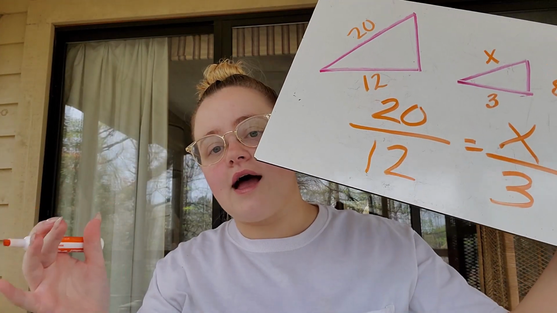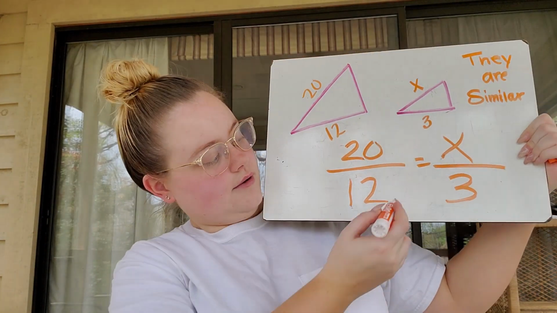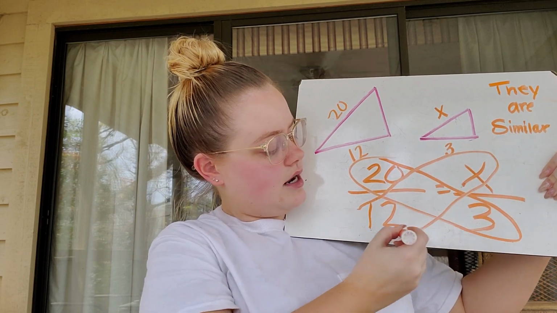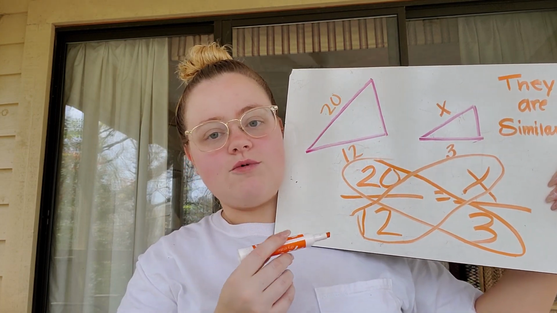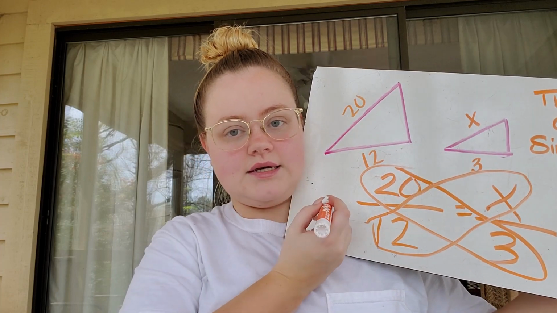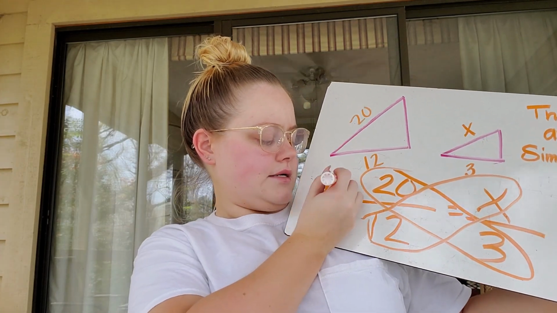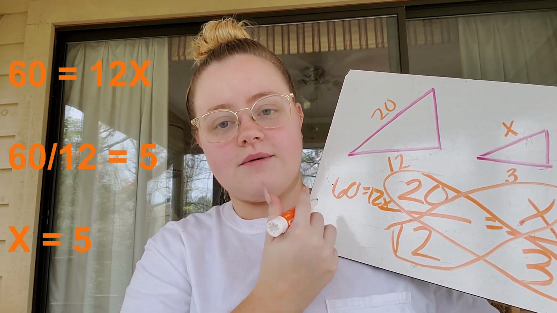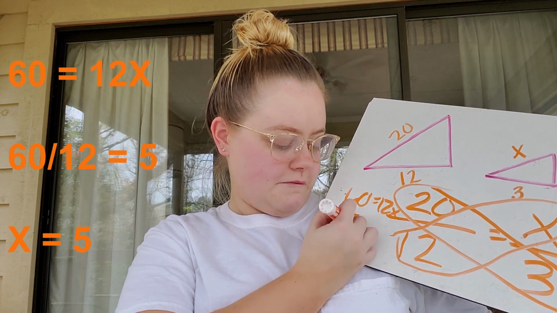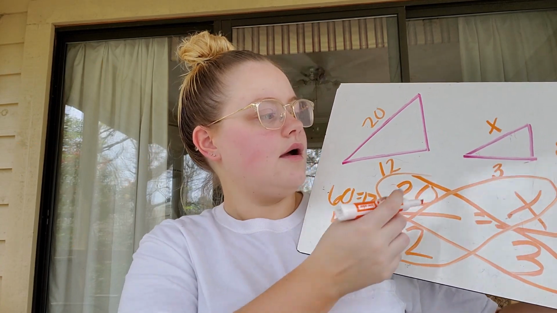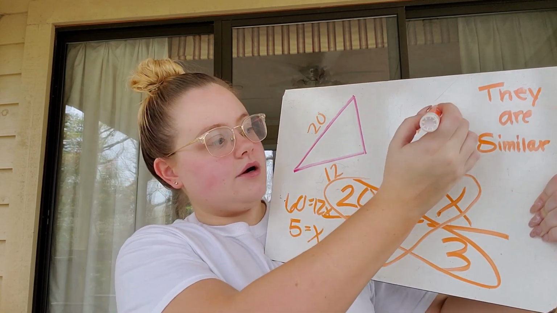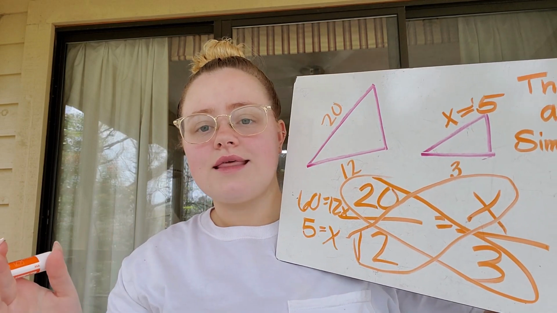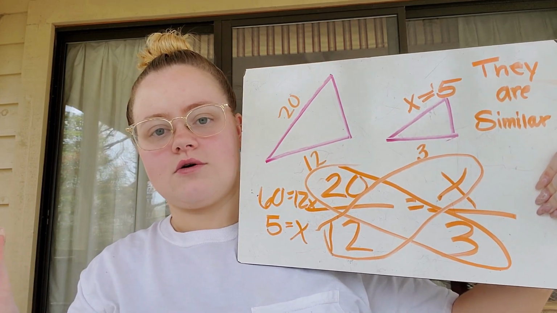Now, this is what we did in the last video, okay? We take our diagonals, our 20 times 3, and our x times 12. We go ahead, we multiply. What is 20 times 3? 60, okay? So, I have 60 equals 12x, all right? I go ahead, divide both sides by 12. I'm going to get 5 equals x, okay? That means my side length up here is equal to 5. That's it. That is how I solve for similar figures, okay?